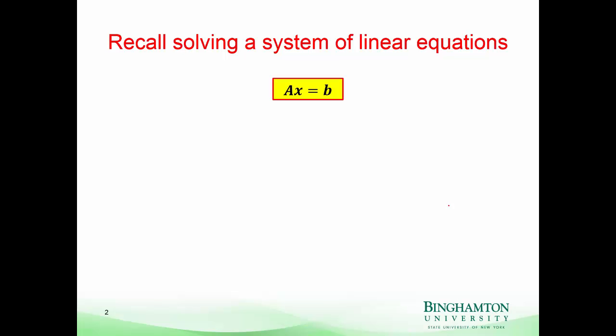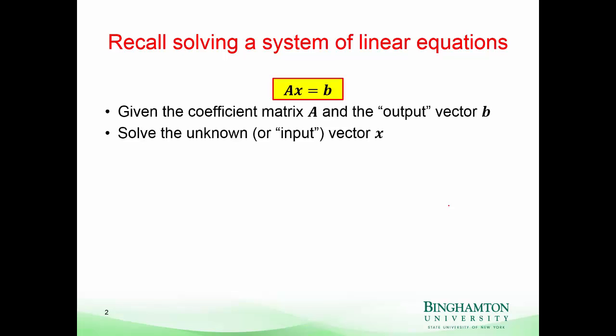So here's what we're trying to solve in our matrix format: AX equals B. Generally when we talk about solving a system of linear equations like this, we imagine that we are given the coefficient matrix A. A holds all the numbers that are the coefficients in front of the variables. X holds the spots of the variables, the things that we don't know.